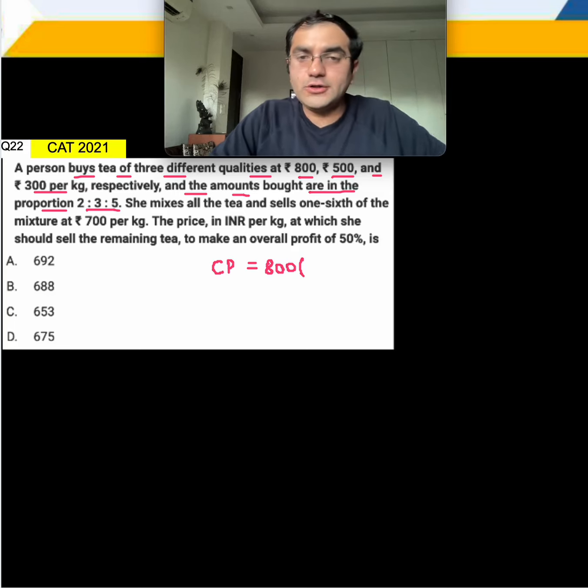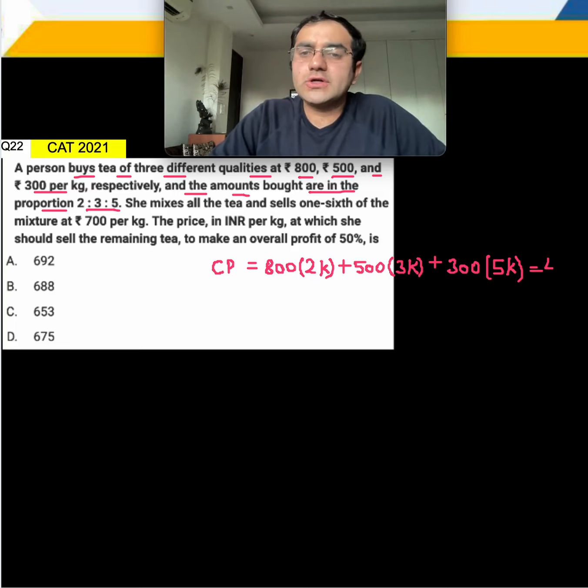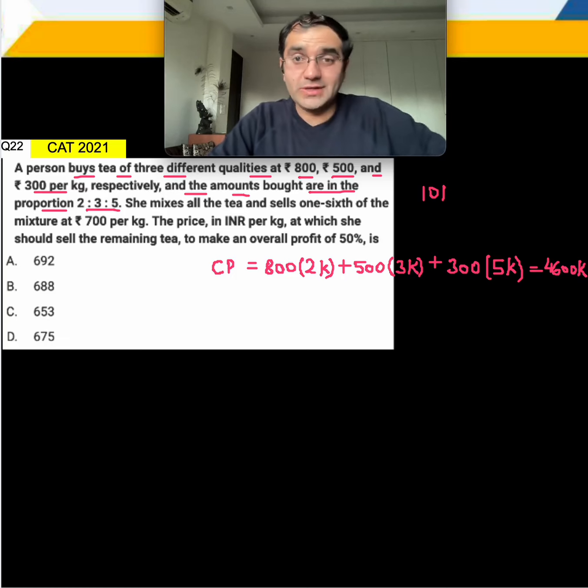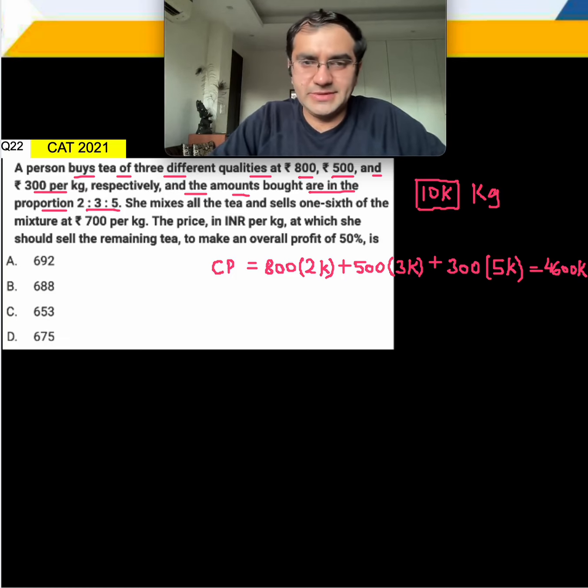800 for 2k, 500 for 3k and 300 for 5k. So total cost price turns out to be 4600k, and the total weight purchased is 2k, 3k, 5k, that's 10k kg. Okay, now we sell. She mixes all the tea. She sells 1/6 for 700, 700 for 1/6 of 10k.